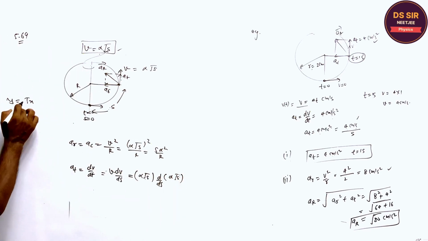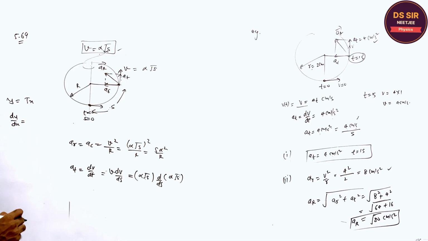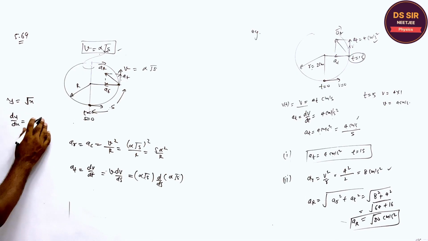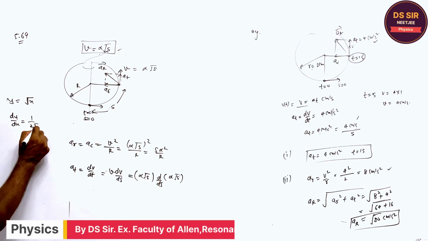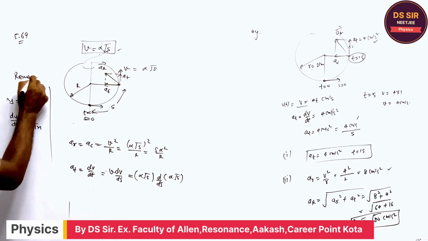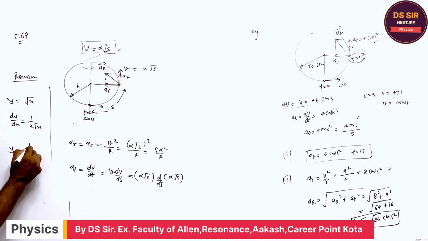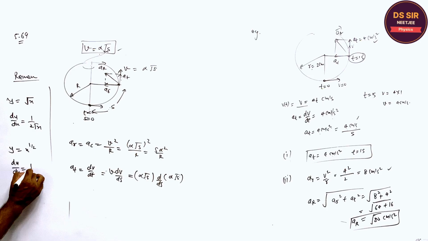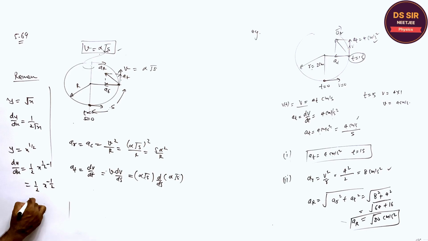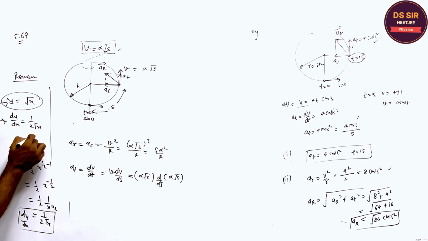Y is equal to root x. What is the differentiation of root x? Yes, tell me. The answer is 1 upon 2 root x. You have to remember this directly for easy calculation. How does it come? I will explain. dy upon dx is n x to the power n minus 1, so 1 by 2 x to the power minus 1 by 2, which is 1 upon 2 root x. Is it clear or not? What you have to remember is the differentiation of root x is 1 upon 2 root x. You understand this solution? Right.